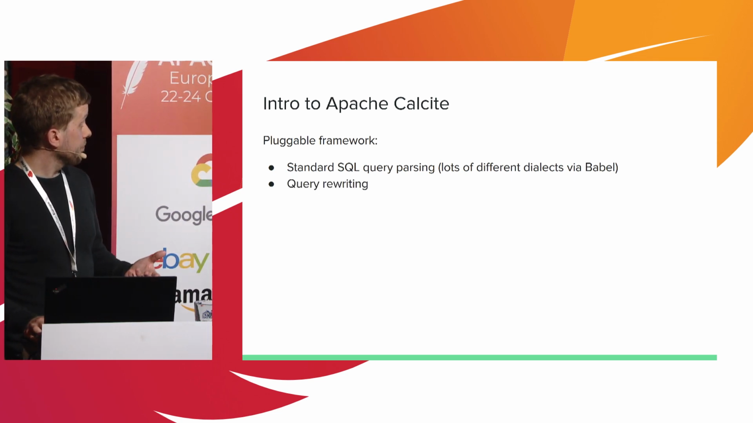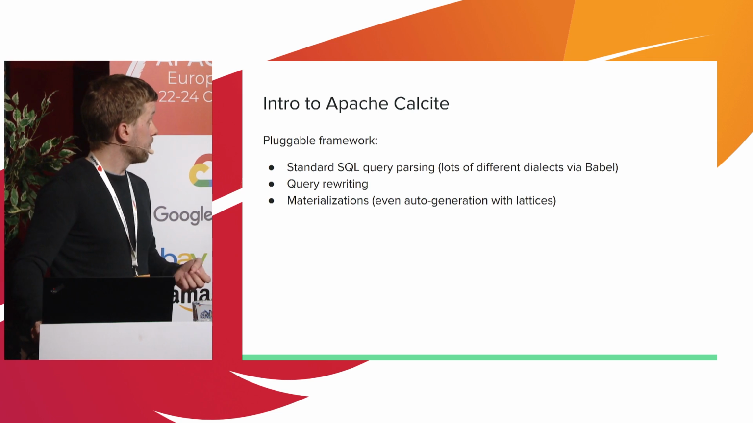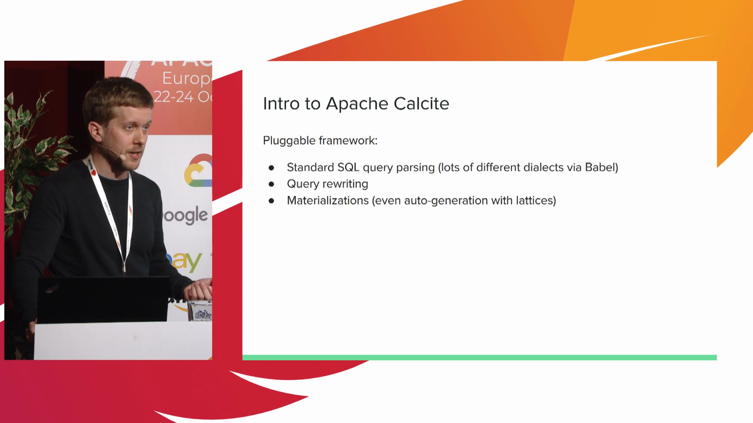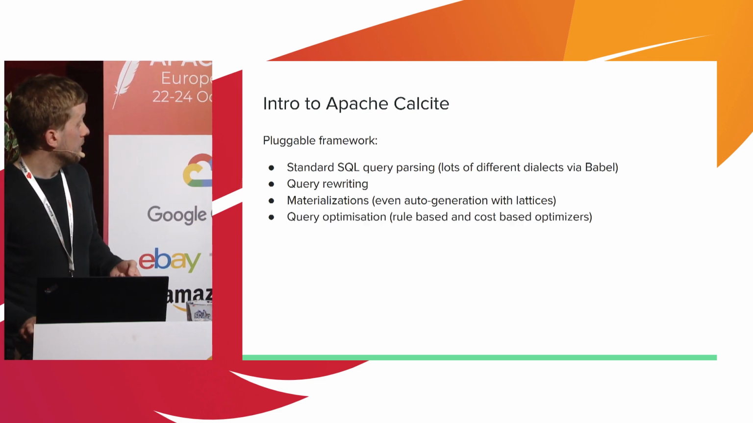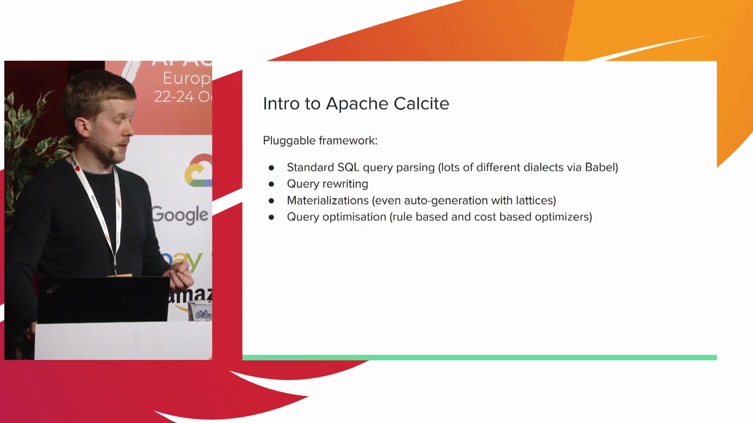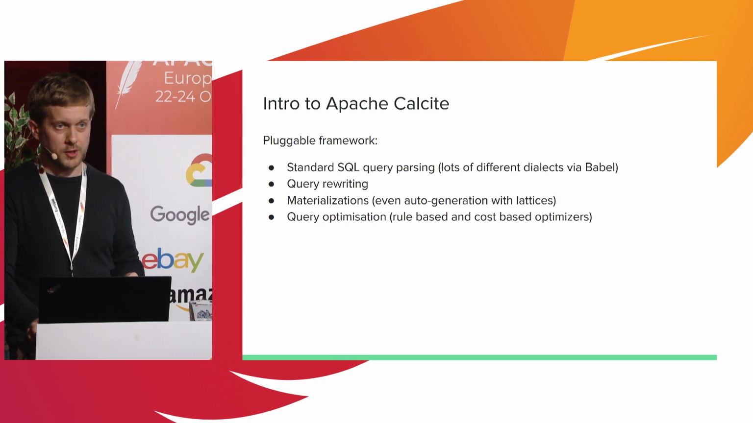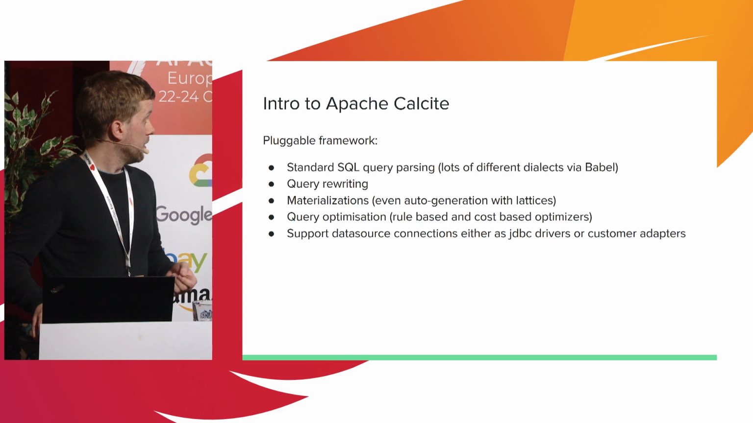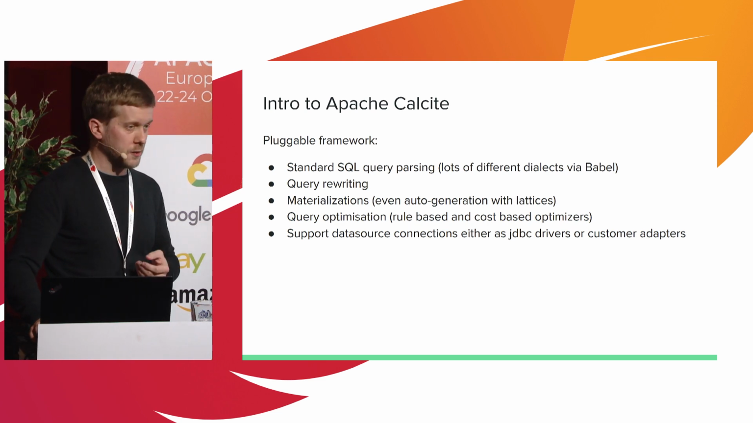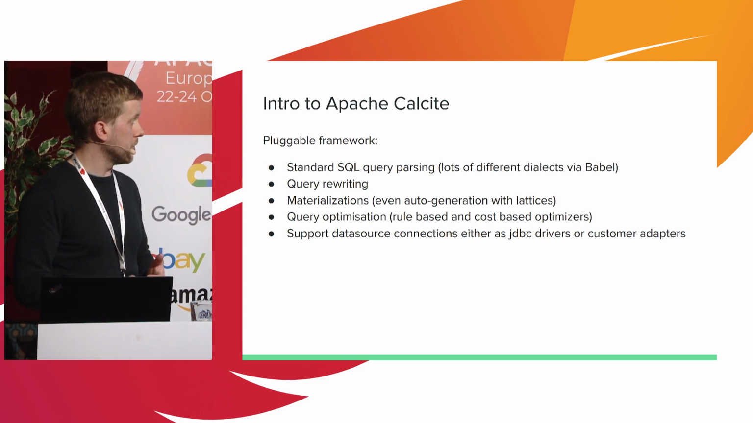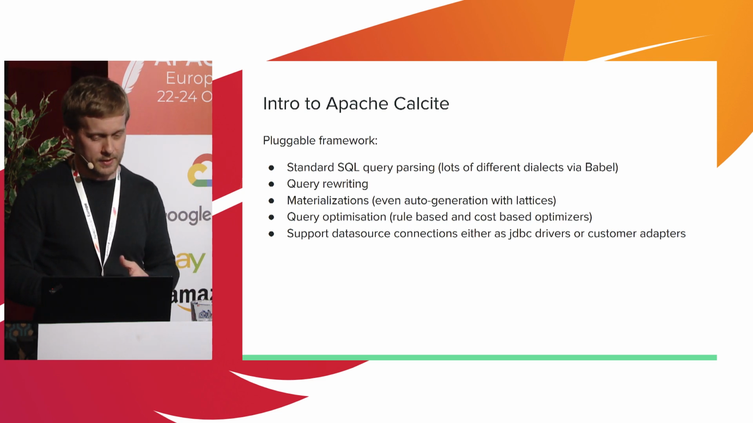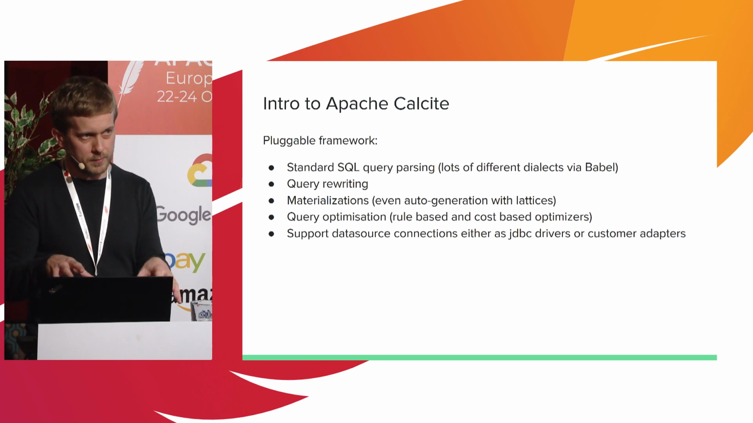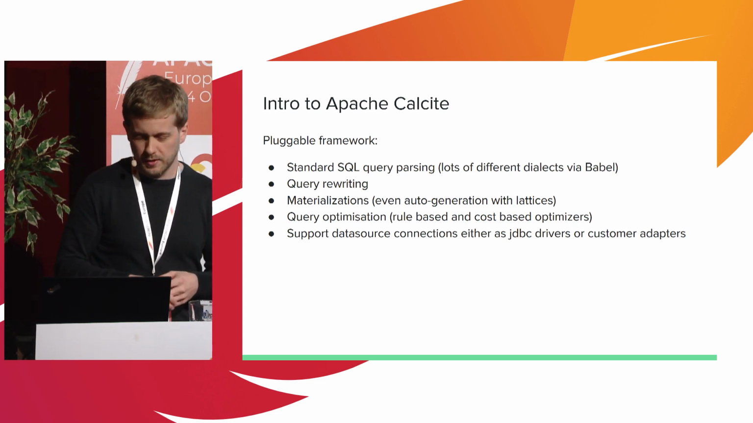Query rewriting. Materializations, it has kind of built-in materializations that it can even auto-generate in certain cases. A query optimizer, of course. It has a couple of different query optimizers inside of Calcite. One of them is rule-based, the other one is cost-based. It supports lots of different connections for all kinds of JDBC adapters and JDBC drivers and other adapters that may be for data sources that don't support SQL natively.